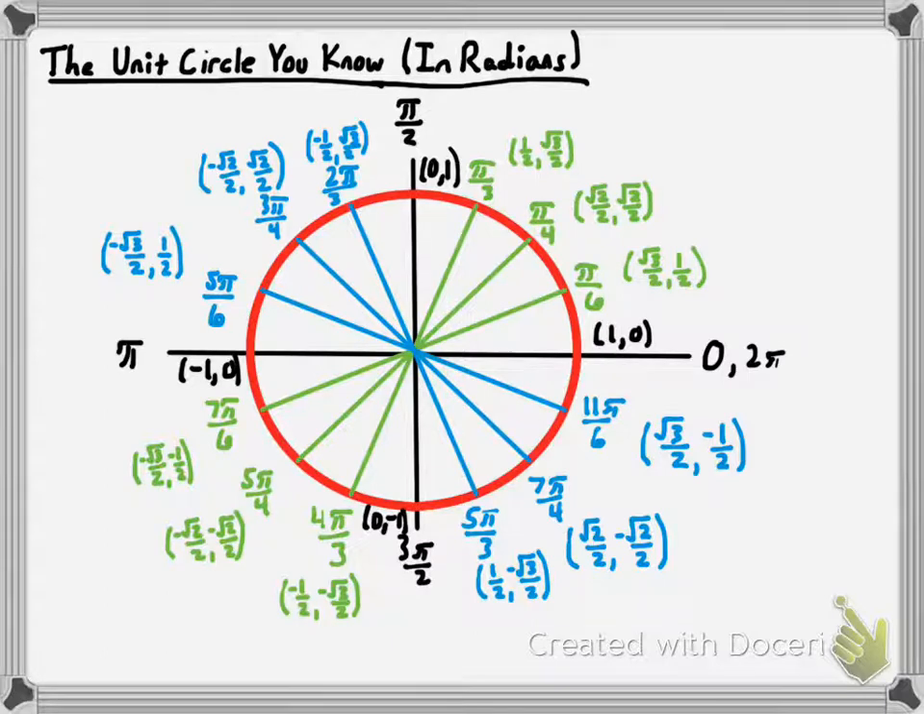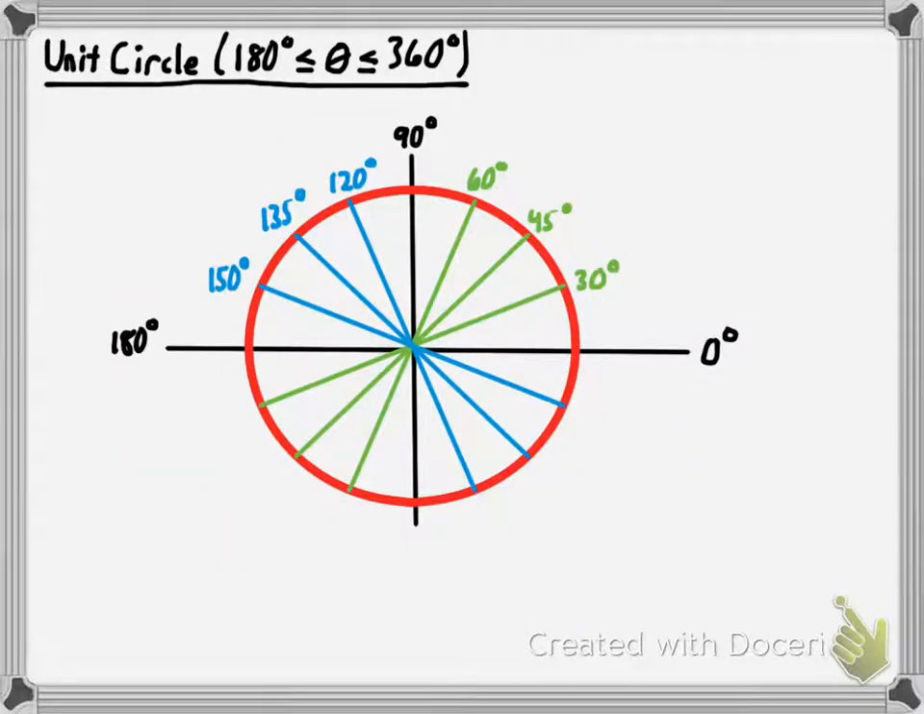Now, you really need this picture drawn, and you can use it for a reference when you're doing homework. Of course, you have to be able to recreate this on your own for a quiz or a test. But this is how you're going to determine, say, the sine and cosine and tangent of 11 pi over 6.